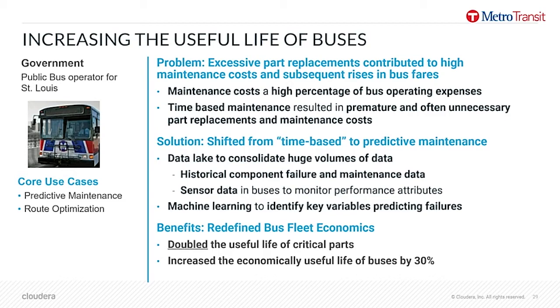Well, what they found is, as you can see here, they doubled the life of many critical parts, right? By shifting from a time-based maintenance schedule to a condition-based maintenance schedule, they doubled the life of critical parts, and they increased the economically useful life of those buses by 30%. They would normally have had to throw those buses away because they were too expensive to maintain. Rather than that, they increased the economically useful life of those buses by an additional 30%, just because they didn't have to maintain them as often and in such an expensive way.